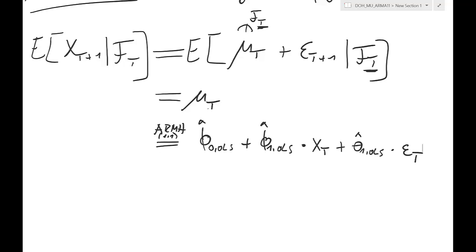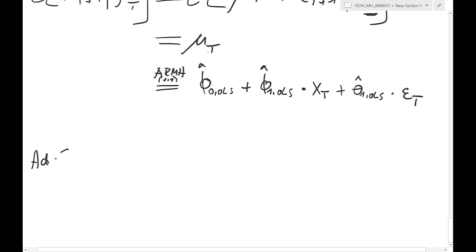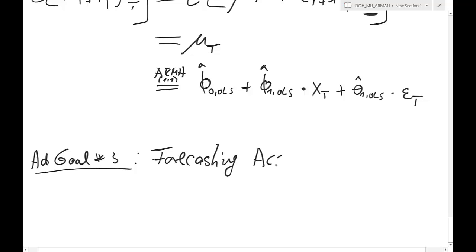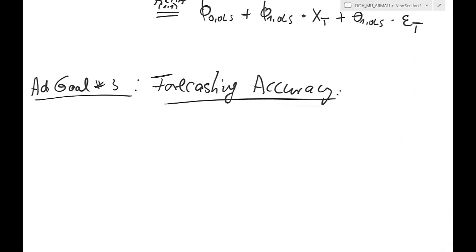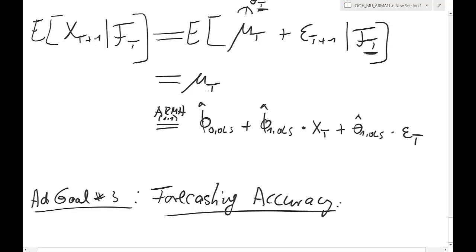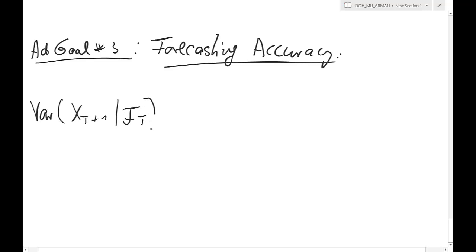Now, let me already do goal 3 for the t+1 forecast. Let's already talk about the forecasting accuracy. Okay. Well, I know that the realized value will not be my forecast. So what I can do is I can assess the accuracy by specifying what is the variance of x_{t+1} conditional on F_t.